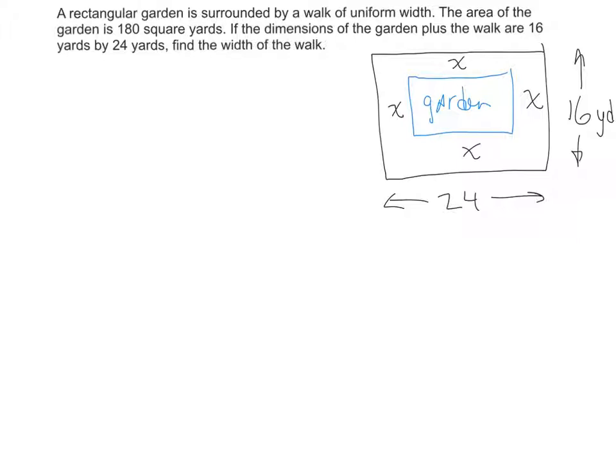So the width of the garden is then going to be 16 minus 2x. 16 minus 2x, that's going to be the width of the garden. And the length of the garden is going to be 24 minus 2x. And all of that's going to equal 180 square yards, excuse me.